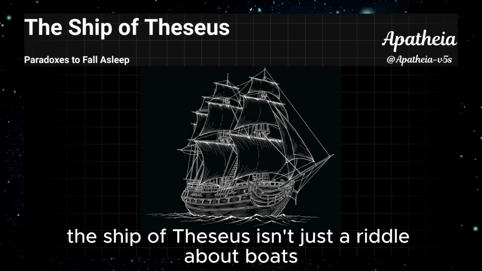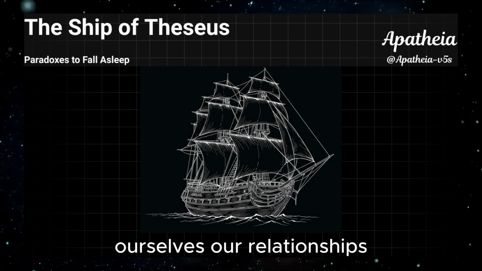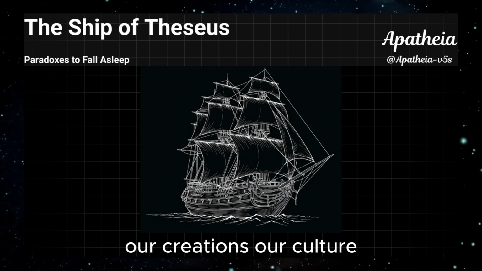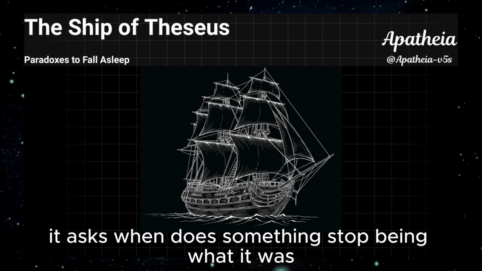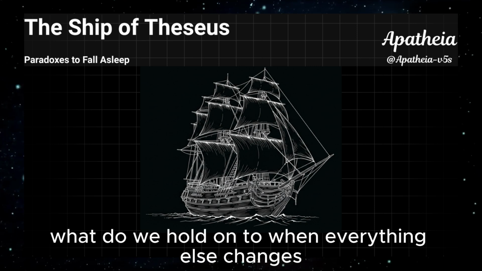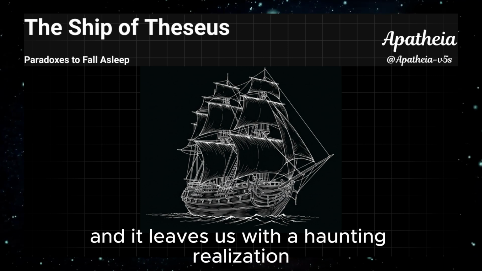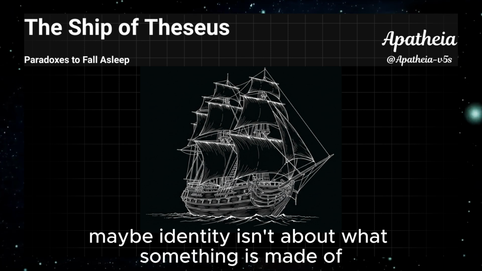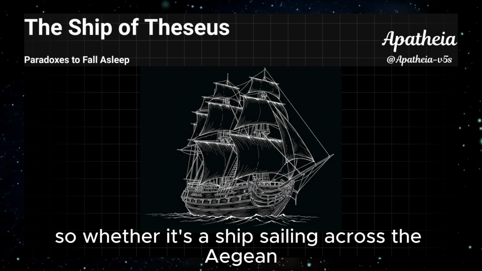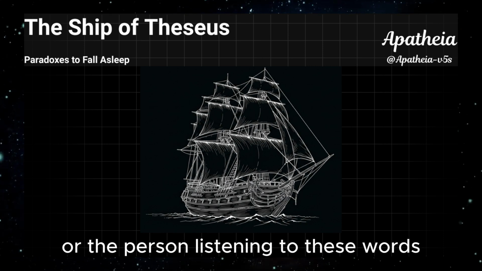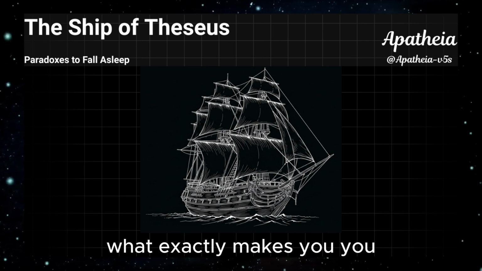The Ship of Theseus isn't just a riddle about boats, it's a mirror held up to everything that changes. Ourselves, our relationships, our creations, our culture, even the institutions and memories we build over time. It asks, when does something stop being what it was? What do we hold on to when everything else changes? And it leaves us with a haunting realization. Maybe identity isn't about what something is made of, but about the meaning we attach to it. So whether it's a ship sailing across the Aegean, or the person listening to these words, the Ship of Theseus whispers a timeless question. What exactly makes you, you?